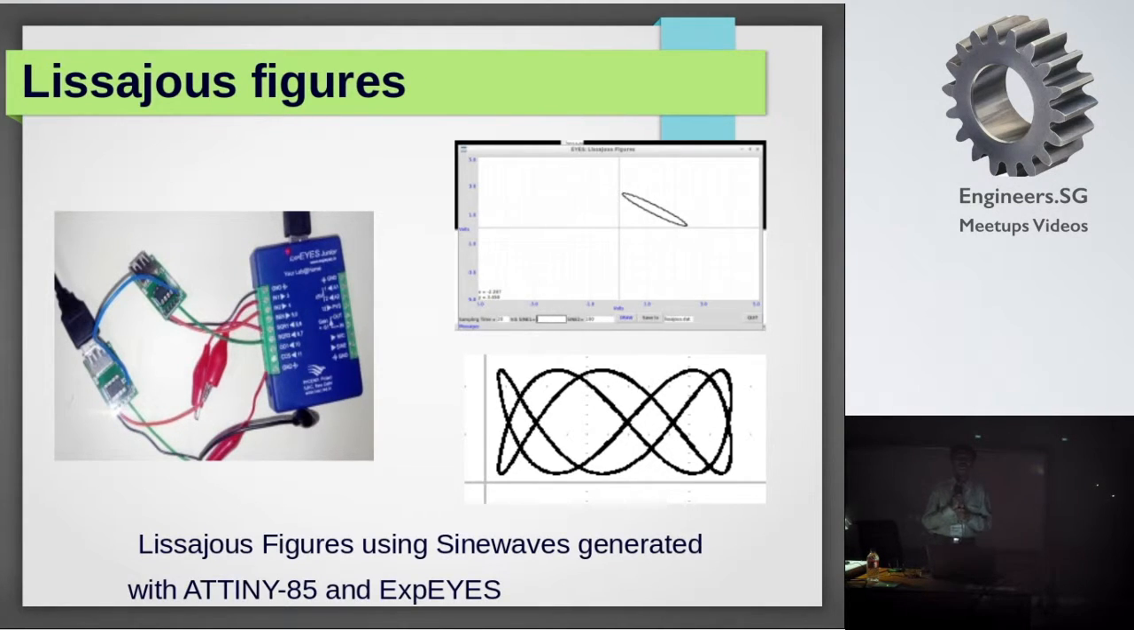Okay, this is one very difficult experiment to demonstrate in the laboratory. But with ExpEYES, it's really very easy. We use ATtiny microcontrollers to generate sine waves. And when we superpose two sine waves, you are supposed to get what are called Lissajous figures. A very complicated mathematical concept. But it will be easy if you demonstrate these things directly to the students and then give the mathematics behind it.